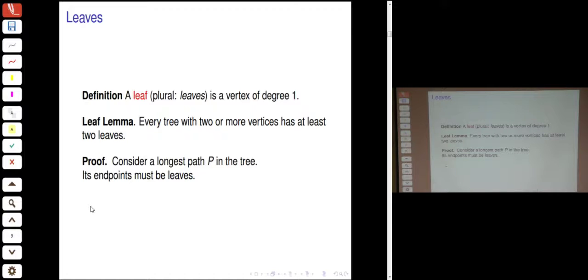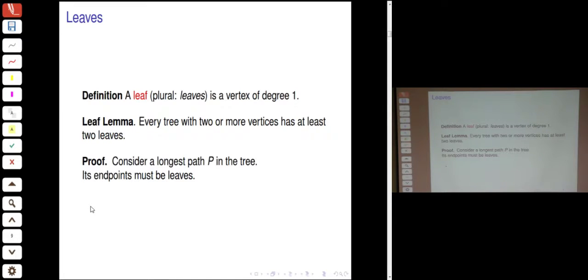So all our graphs are finite graphs. So for a finite tree, you can find the longest path. Maybe it's not unique, but you can find one of them. Now look at the longest path of the tree. Its endpoints must be leaves. Because why? Suppose an endpoint is not a leaf. It's an endpoint of the longest path, then it has to connect to somewhere else.